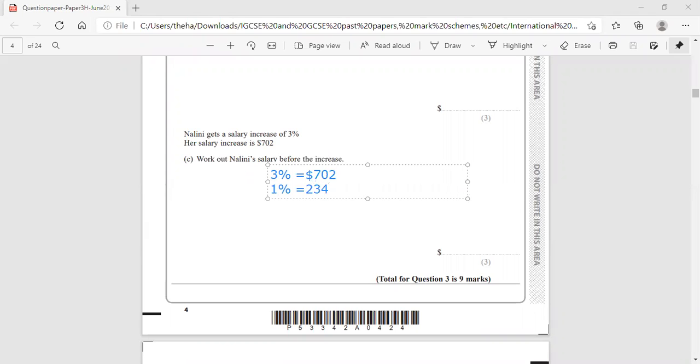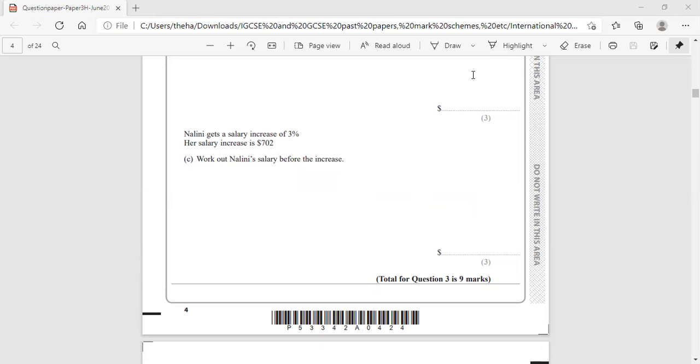234. And then if we multiply that by 100, we can work out 100%, which is the original value. So we work out that her original salary was $23,400, and that one's probably the easiest one of this section. You just need to understand what to do. 3% is that, and then we can work out 1%, and then we can work out 100%. It's quite simple, really. So look, that's another 9 marks.